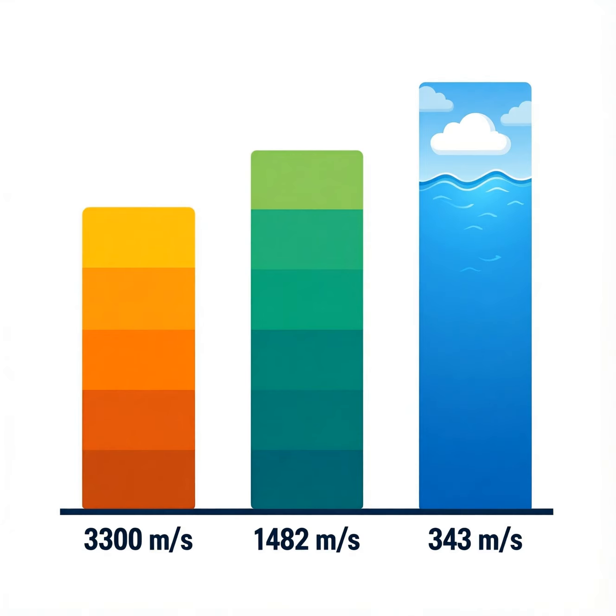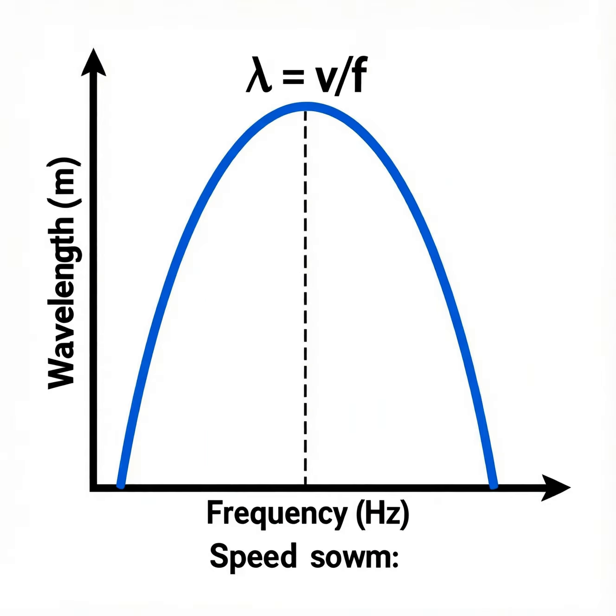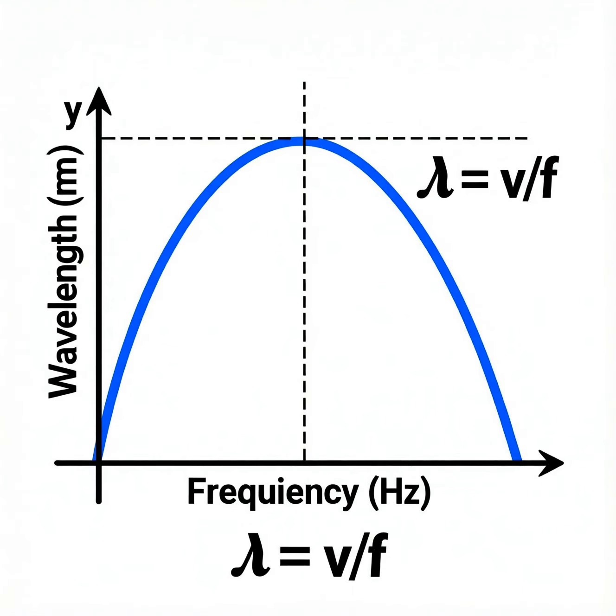Sound travels as a pressure wave that oscillates back and forth. The speed of sound in air is roughly 343 meters per second at room temperature. Frequency counts how many oscillations occur each second, measured in hertz. A higher frequency means more cycles per second and a higher perceived pitch.